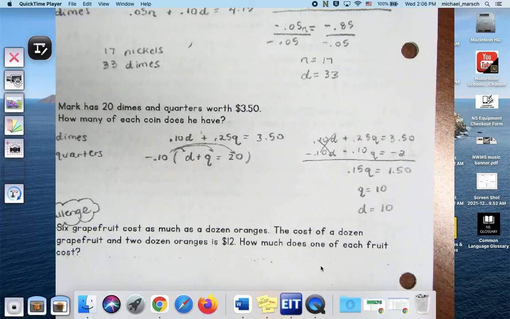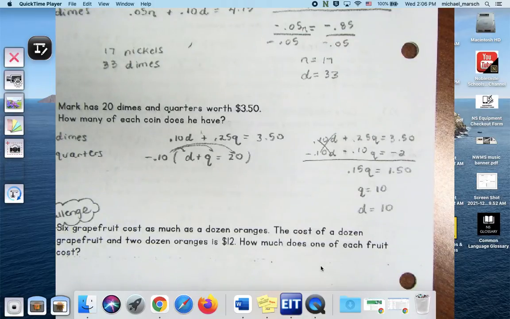Well, is there anything like this on the test? The money ones? I don't think there's any money ones on the test. What about number one? There's a number one. There's even an extra credit question that has three variables. Oh my God. It's extra credit.